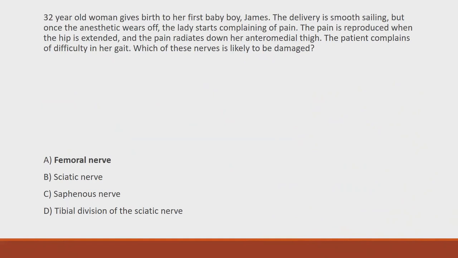Just under the inguinal ligament where it attaches to the ASIS, because it runs right under there and it's a small angle. Sometimes it can get impinged there. And if that does happen, you get pain along your lateral thigh. But because it's your anteromedial thigh, it's more likely to be your femoral nerve.